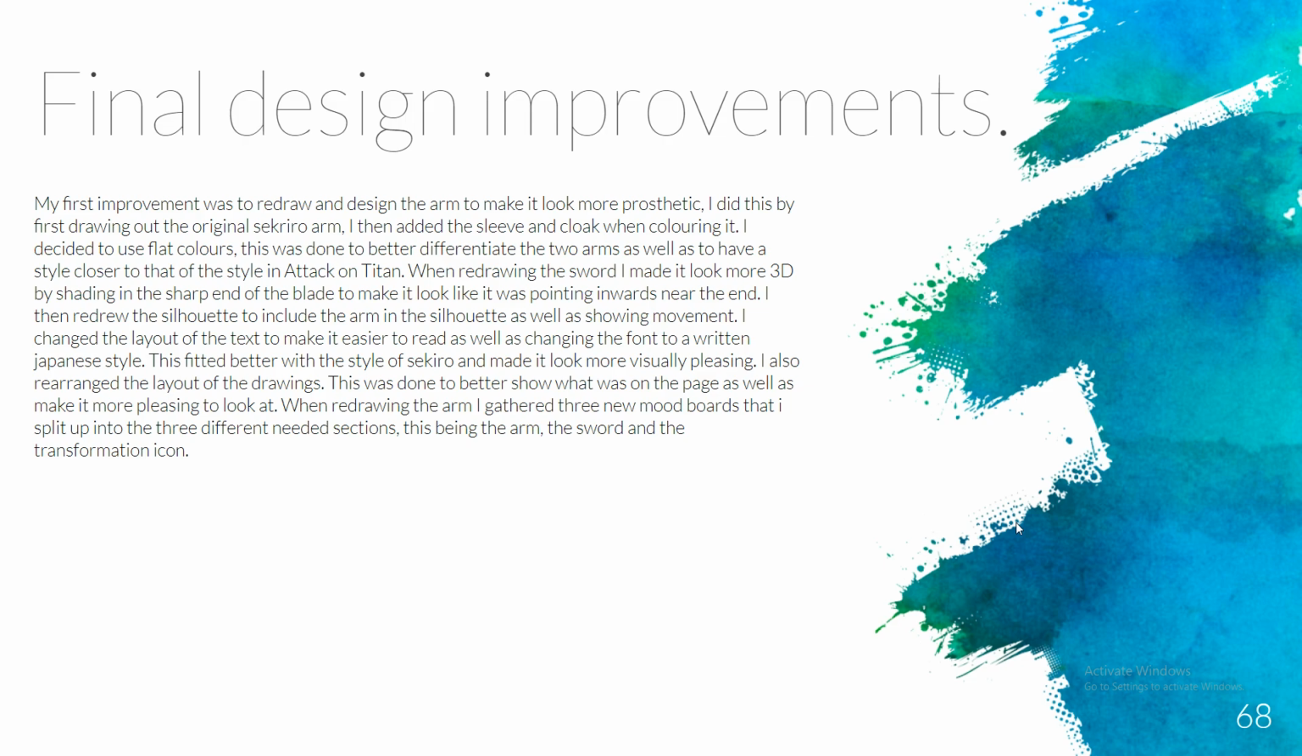I then redrew the silhouettes to include the arm as well as showing movement. I then changed the layout of the text to make it easier to read, as well as changing the font to a written Japanese style. This fitted better with the style of Seiko and made it look more visually pleasing. I also rearranged the layout of the drawing to better show what was on the page. When we drew the arm, I gathered 3 new mood boards that split up different sections between the arm, the sword, and the transformation icon.